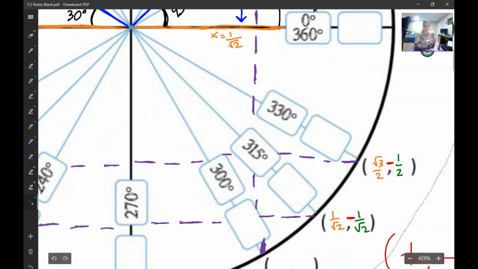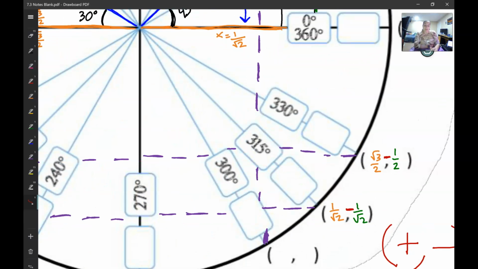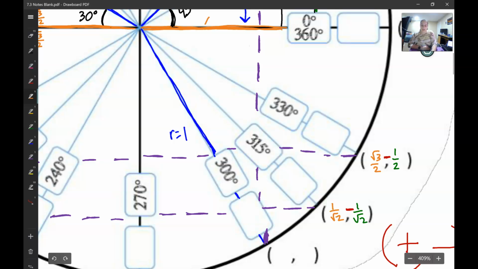So I'm going to do all my work right here on the 300, knowing that the 60 and the 300 are going to be the same points because of that reflection rule. So let's start with our labeling. We know the radius is always right here, and because it's the unit circle, my radius is still 1. I know that my side to side, right here with this X, let's move this X up so we can see a little better.